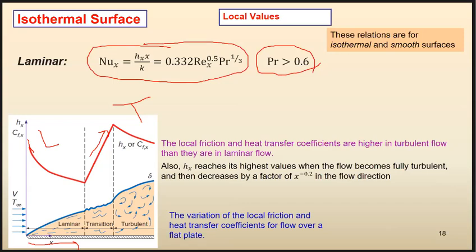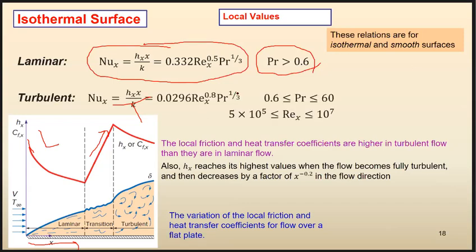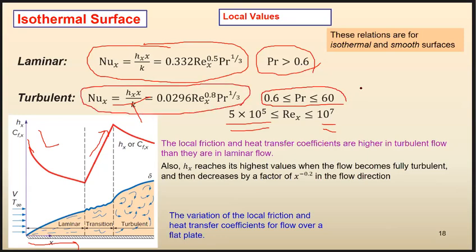If your Reynolds number is larger than 5 times 10 to the 5, so it means it's not laminar anymore, and is less than 10 to the 7, and your Prandtl number falls in this range, then you use this equation to calculate Nusselt number. By the way, these equations are only giving you local value.